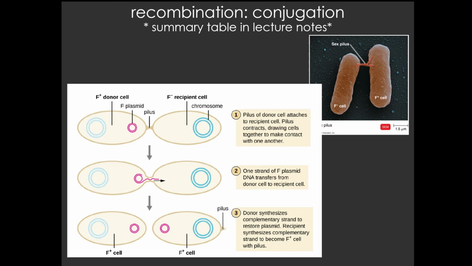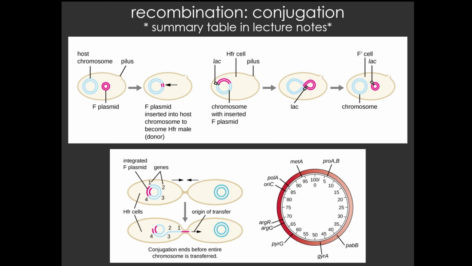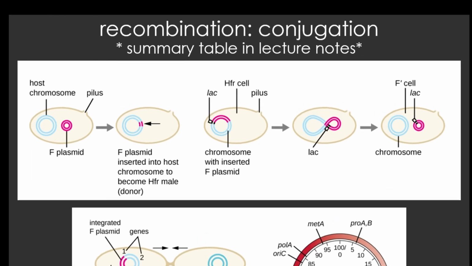However, there are some variations on this F plus and F minus scenario that do end up creating beneficial situations for the recipient cells. One of those is shown up at the top here, where we have an F plus cell that has integrated the plasmid into its chromosome and become what's called an HFR cell, a high frequency of recombination cell. The reason this is no longer called an F plus cell is because it's going to do something a little bit different when it encounters an F minus cell.